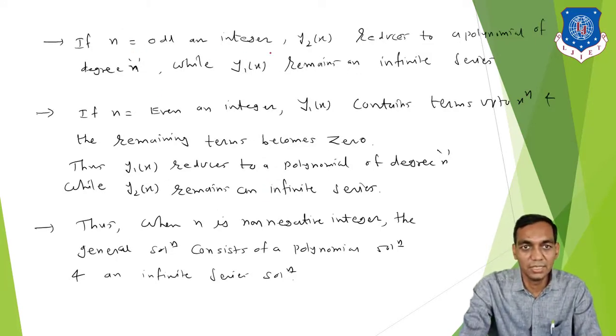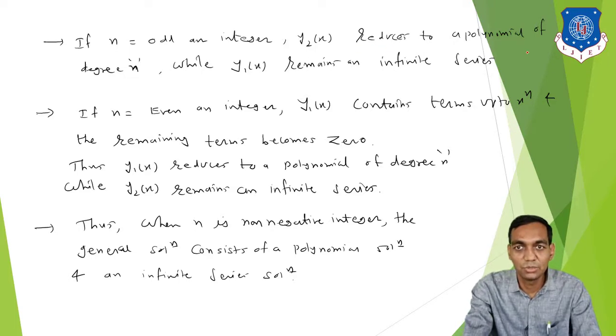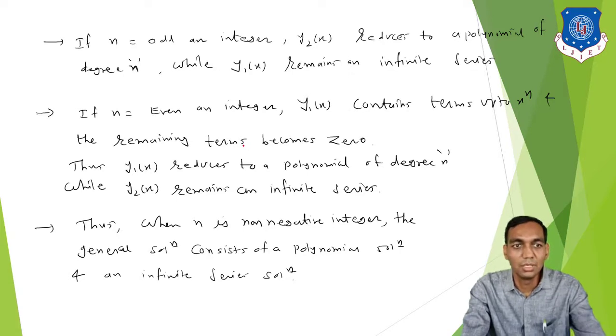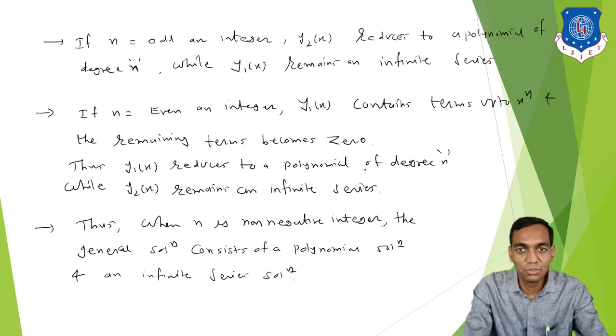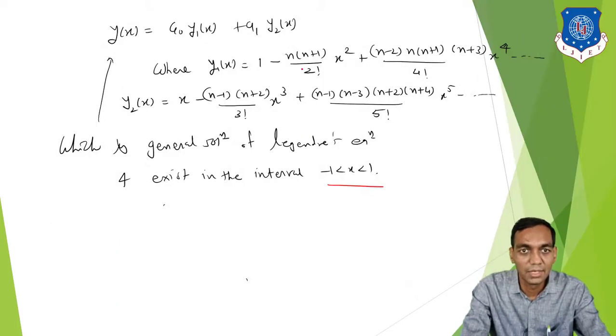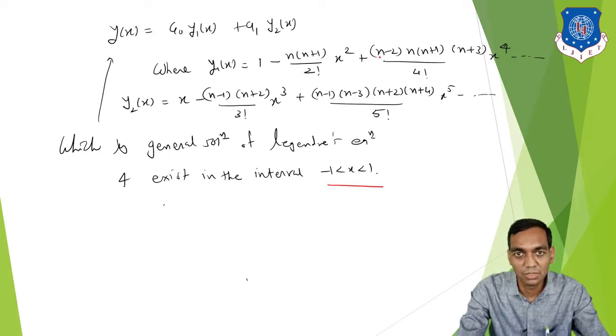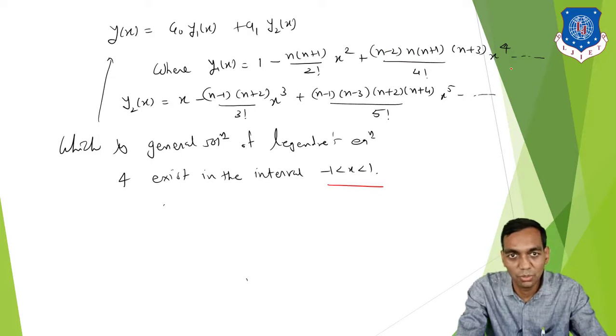Now, if n is an odd integer, then y2 reduces to a polynomial of degree n, while y1 remains infinite. And if n is an even integer, then y1 is going to be a finite term, and a0 is going to be... Correct? So, in that case, y1 is reducing to the polynomial. Done? Check it out. Here, if you have n equal to any even number, then n is 2 or n is 4 or n is 6.